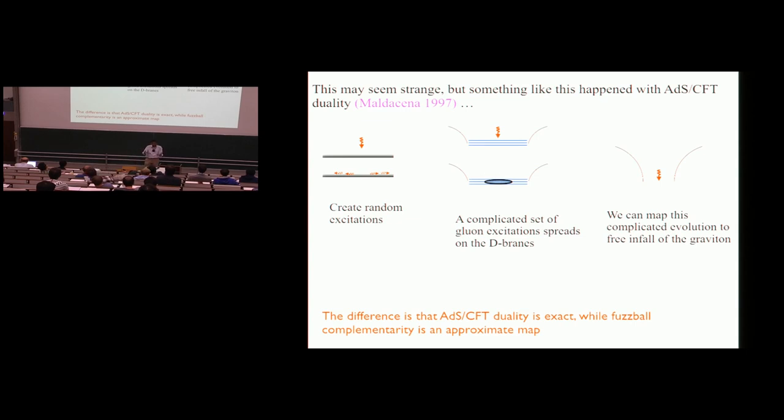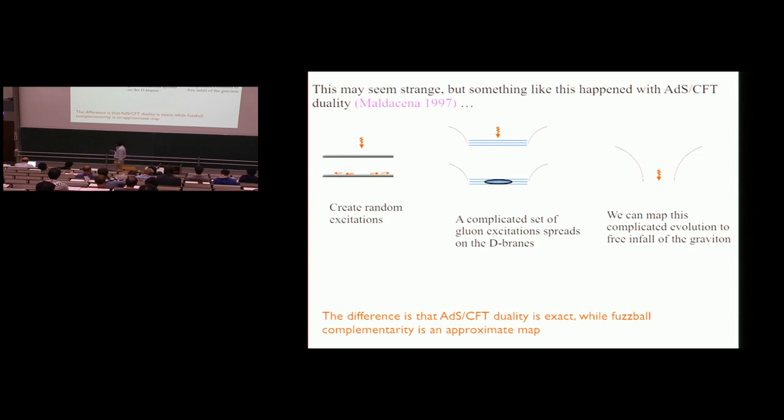You hit the fuzzball. The thing you need to do this is that you have to have a very high density of states, so that every frequency in the infalling graviton can map to some frequency here. It can really be absorbed. But you do have a high density of states. You have the e to the S Bekenstein states. So why wouldn't the same thing be able to happen with fuzzballs?